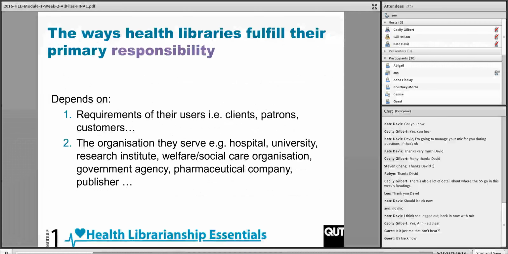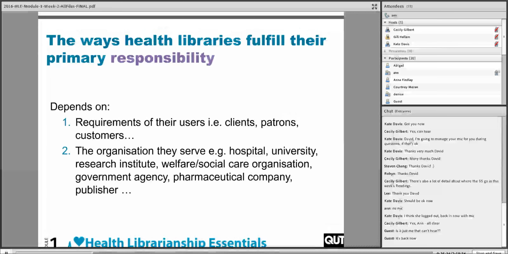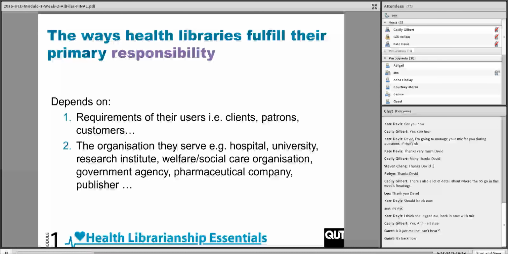Now that also gets flavoured by the way that health libraries fulfil their primary responsibility, which depends on the requirements of the users, and this is where you'll see my marketing perspective coming through. The requirements of the users are the clients, the patrons, the customers, the citizens in a democracy, whatever you want to call your user groups, but that is going to influence how you deliver on your primary responsibility. And it also depends on the type of organisation you serve, and I've already talked about it could be a hospital, it could be a university, research institute, all these different sorts of organisations that health libraries are contained in.